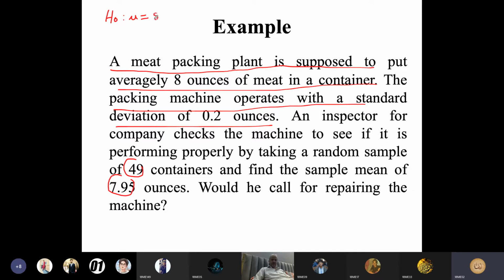The machine's specification is not that it puts 8 ounces of meat in one container and 9 or 10 in another. The machine's task is defined. The machine is supposed to put 8 ounces of meat in a container, so the whole product is to be picked with a weight of 8 ounces. You got it? This is the story for the whole population, the whole product, which you will write in the null hypothesis. Correct, you wrote it right.